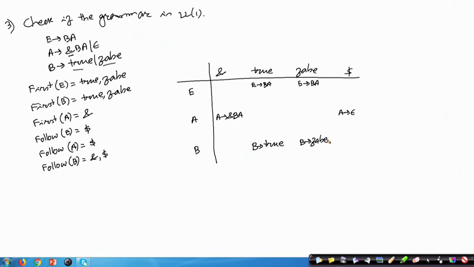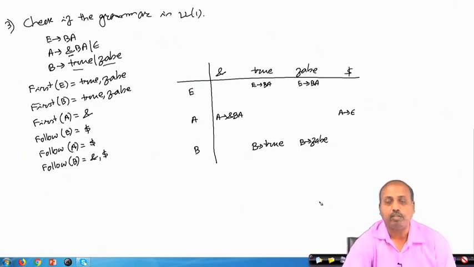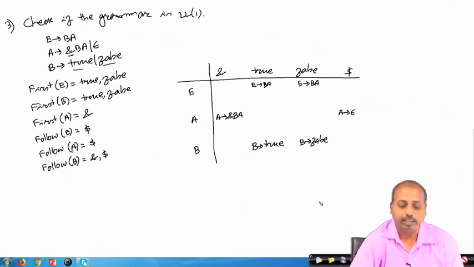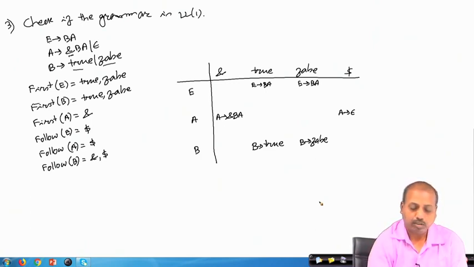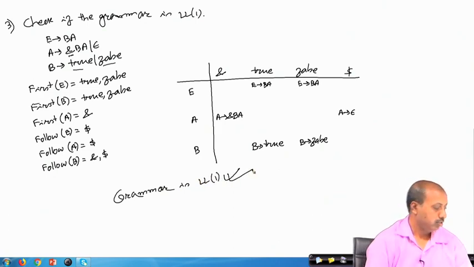So, my table construction is over. Whatever entries are not defined, they are all error entries. And you see that there is no duplicate entry. So, this grammar is LL1. So, we can conclude that the grammar is LL1 grammar. Okay.